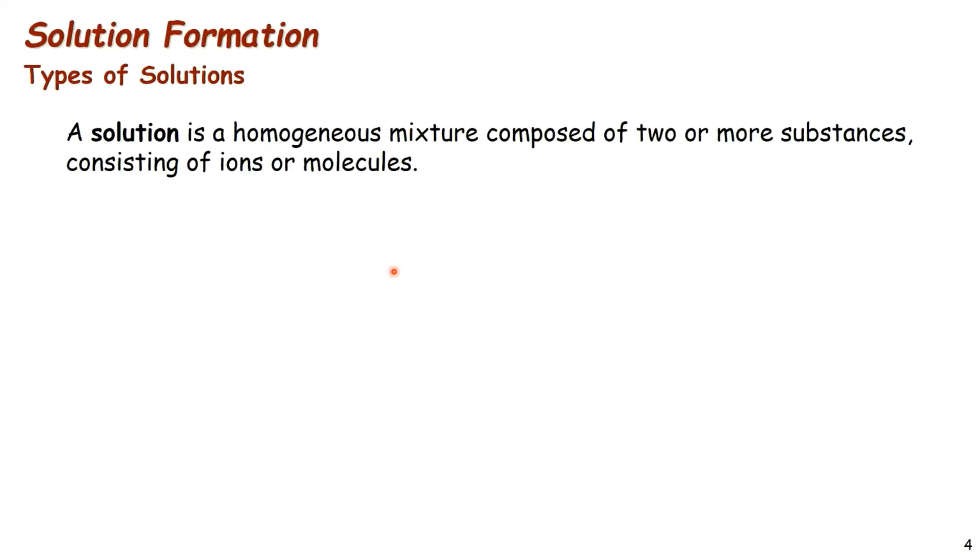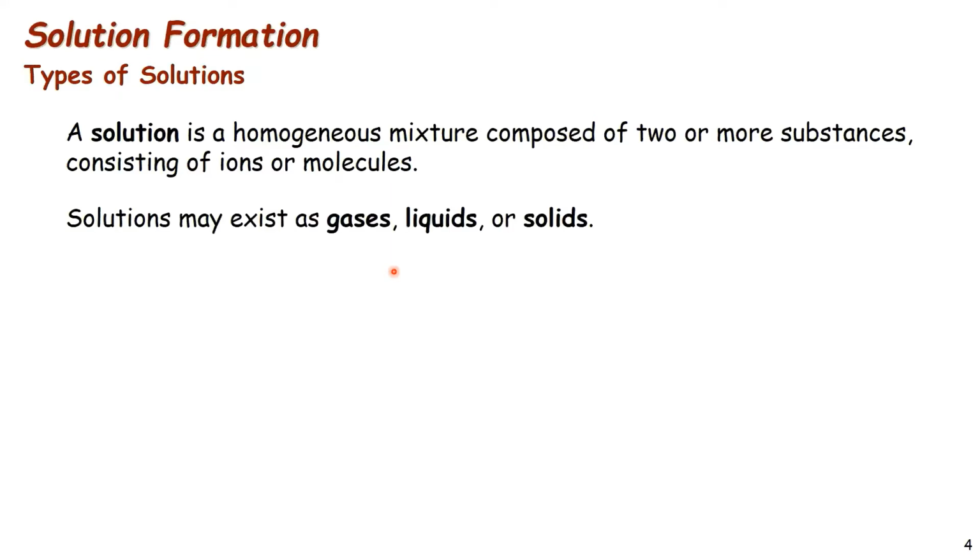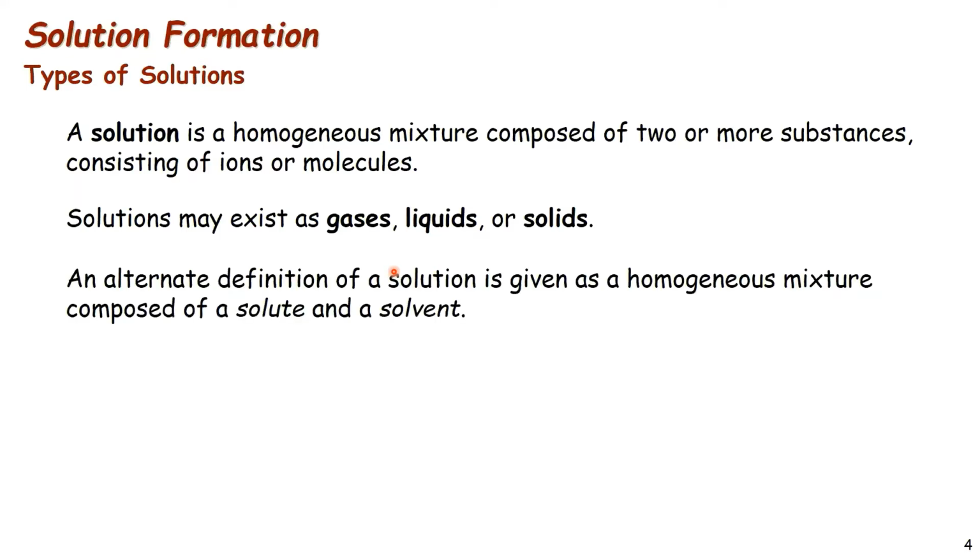So in that case, you would have a homogeneous mixture of neutral sugar molecules, sodium ions, and chloride ions. Okay, so there would be three components, what we're going to call three solutes. Now, solutions can exist as either gases, liquids, or solids. Okay, an alternate definition basically is a homogeneous mixture composed of a solute and a solvent.